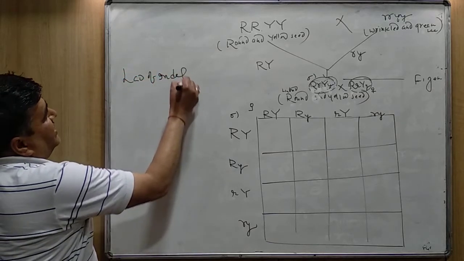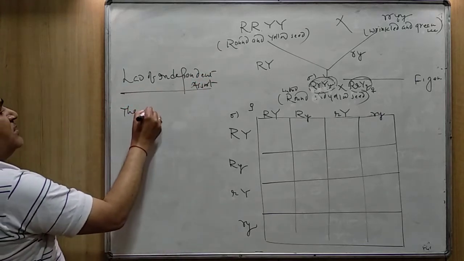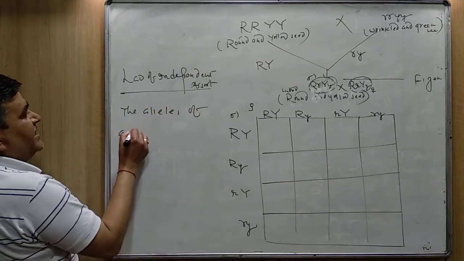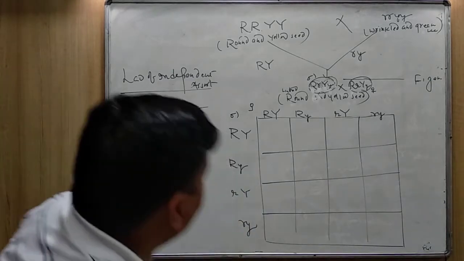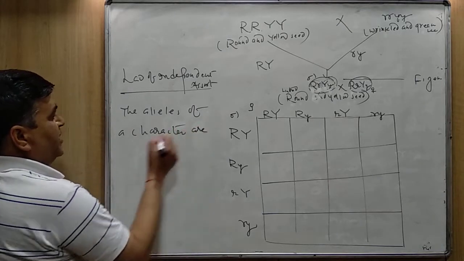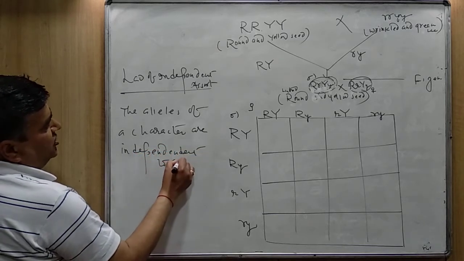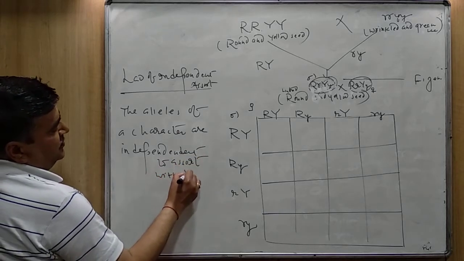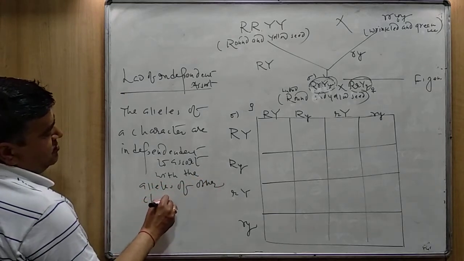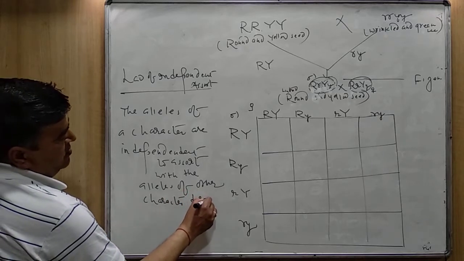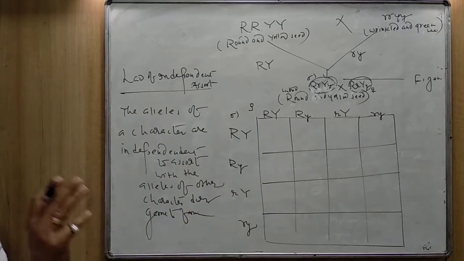Law of independent assortment: the alleles of a character are independent to assort with the alleles of other character during gamete formation, and this is called the law of independent assortment.